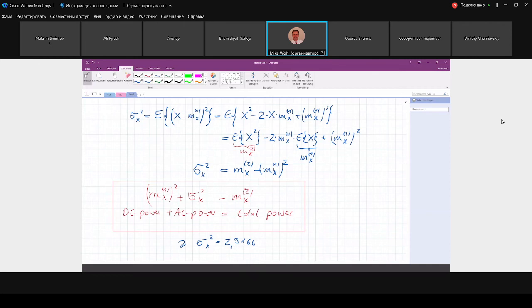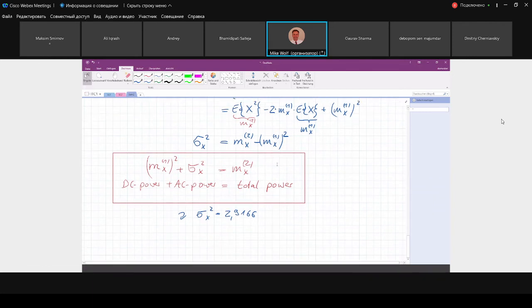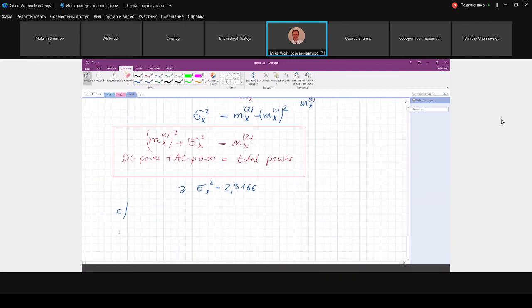So now, task number C: determine and sketch the probability mass function of Z. Now I give you some time, and probably you want to do this like this. I would do this, if I were you. Rewrite here, Z is equal to X1 plus X2.